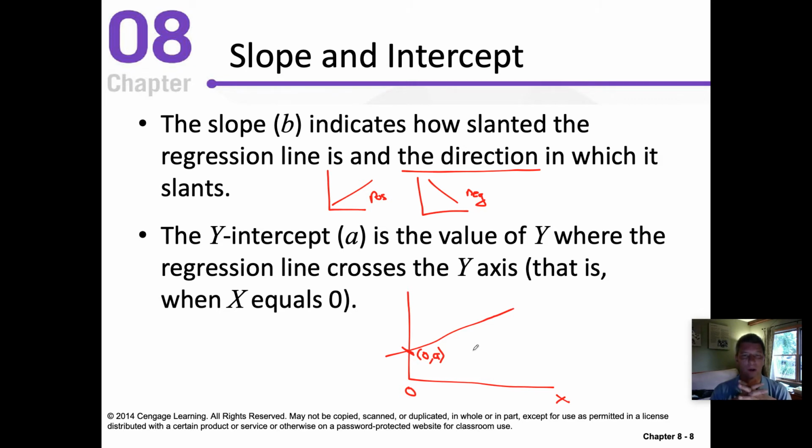And again, all of this stuff about the slope and the slope formula and the y-intercept should be familiar to you from your days of high school math. y equals mx plus b, only now we're saying y prime equals bx plus a. But same basic concepts. The math is the same. The mathematical rules are the same. So just keep that in mind.